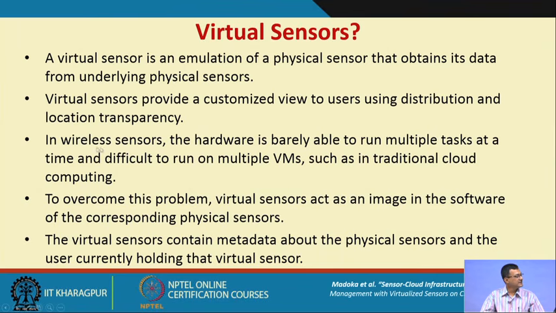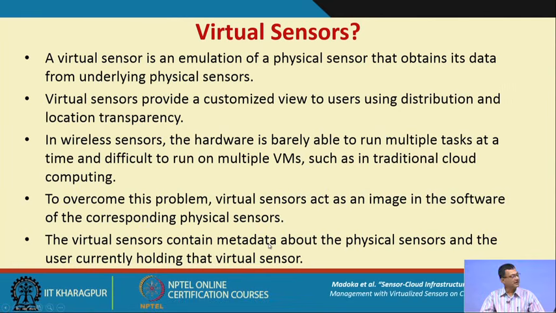In a wireless sensor, the hardware is barely able to run multiple tasks at a time, and it is difficult to run multiple VMs as in a traditional cloud. To overcome this problem, virtual sensors act as an image in software of the corresponding physical sensors, right. We have seen the same in the case of the cloud. So, virtual sensors contain metadata about the physical sensors and the users currently holding the physical sensors.